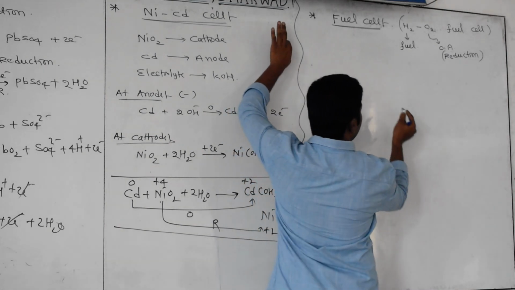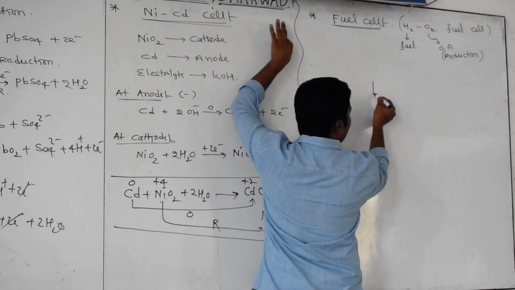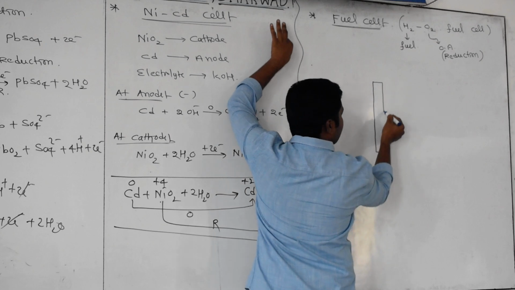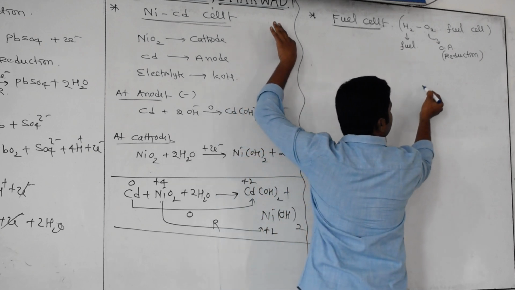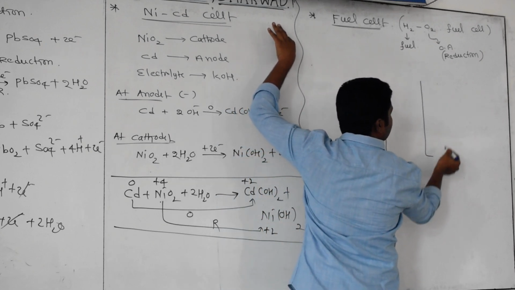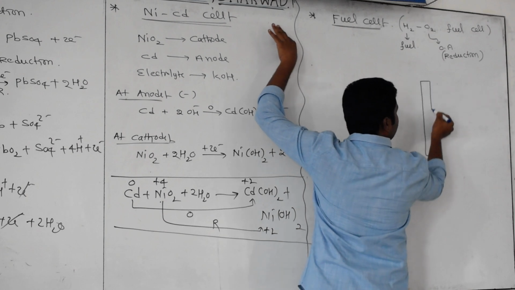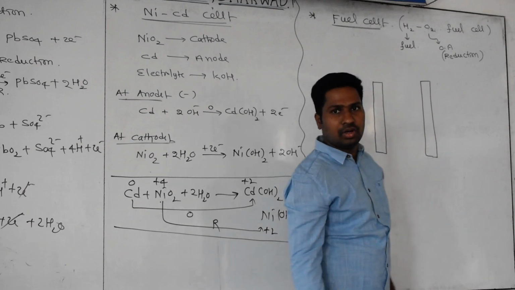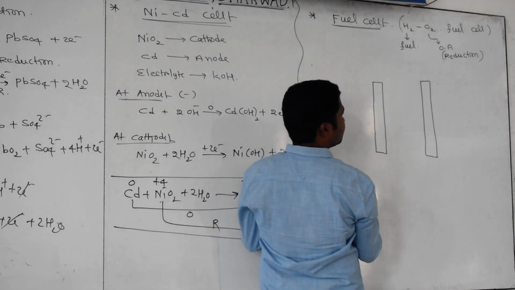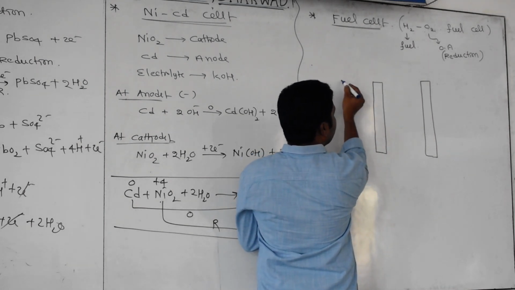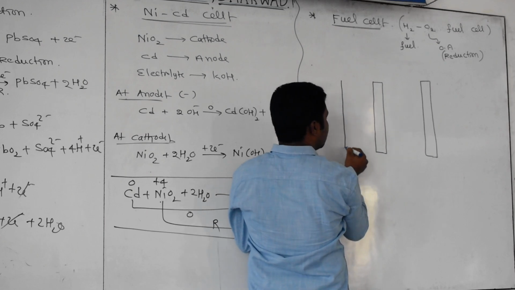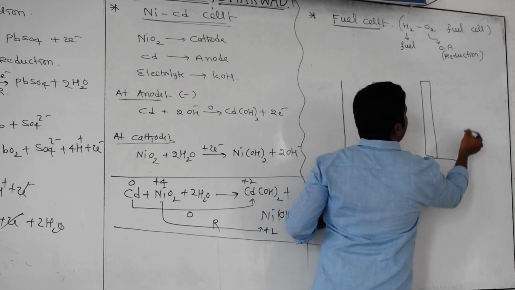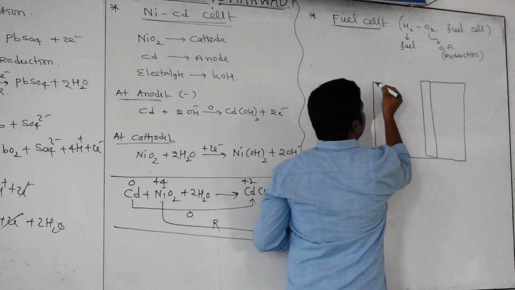It's a very simple device. First of all, you see carefully. I am taking two porous graphite rods. What is the meaning of porous graphite rods? Micro level holes will be present in those graphite rods to pass the ions through those holes. Like that, we are taking two graphite rods, and they will be kept in one closed chamber.